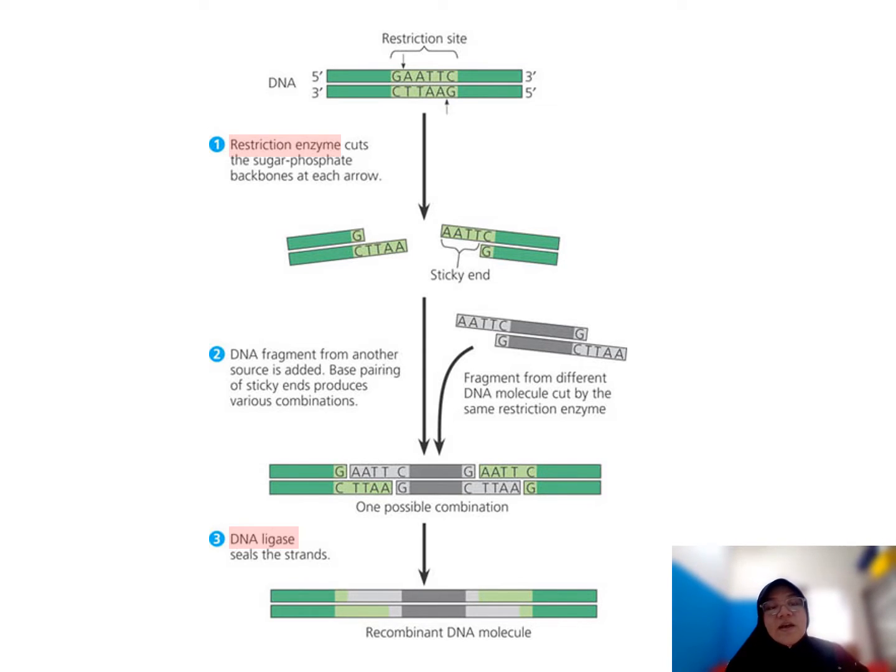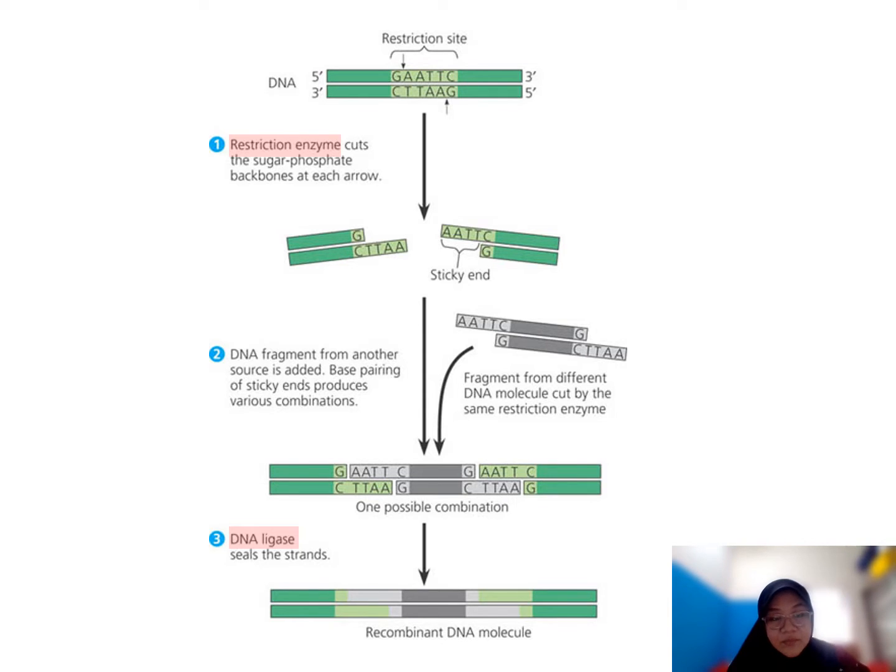As you can see, number one, we use the restriction enzyme to cut the plasmid, and then with the same restriction enzyme, you cut the plant or animal DNA with the gene of interest. So they will give the same ends. Because of the same ends, this allows the gene of interest to bind at the sticky end of the plasmid. So there will be one possible combination.